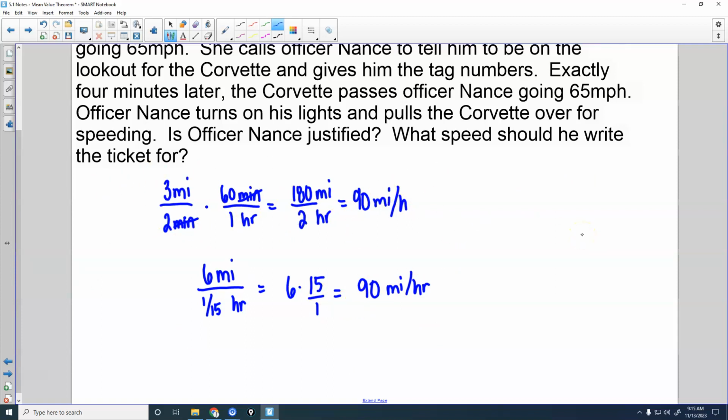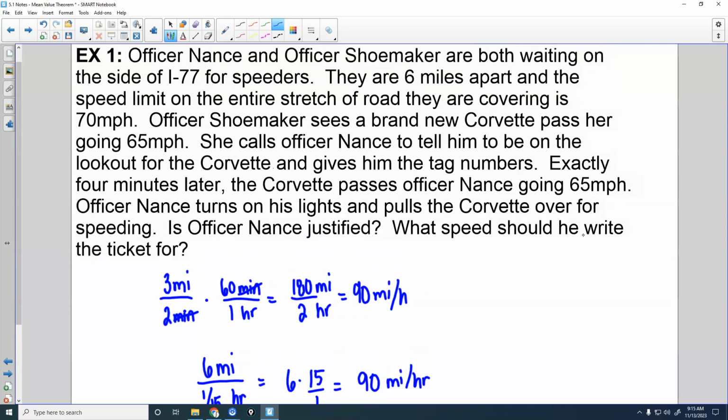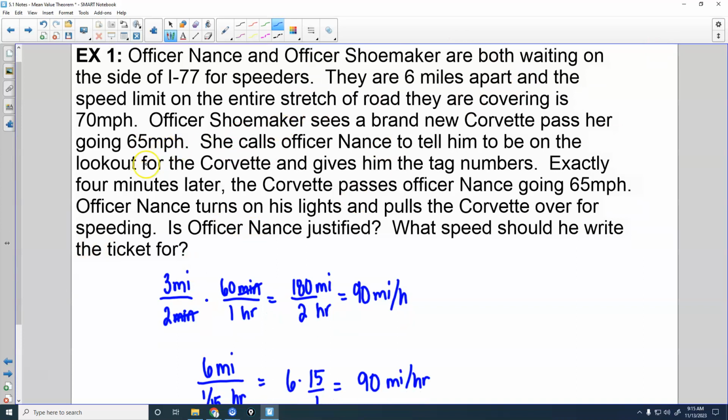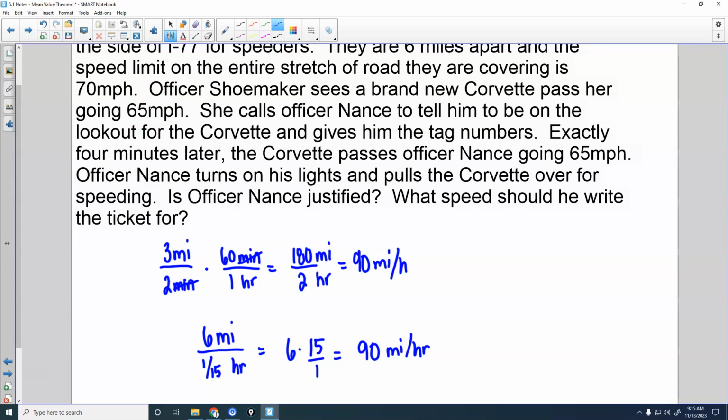This is the mean value theorem. What are they finding whenever they use the radar gun? As far as exact speed at that moment, as far as calculus goes, what is that? It is the slope of the tangent line, the instantaneous rate of change, right? So what we're seeing here is that the car was going 65 miles per hour whenever it passed the first cop. It was also going 65 miles an hour when it passed the second cop.